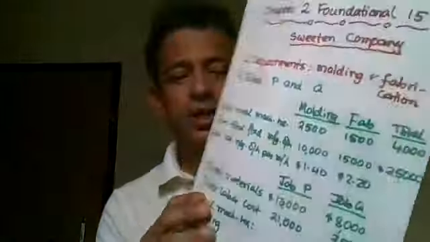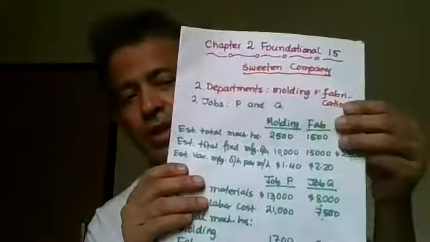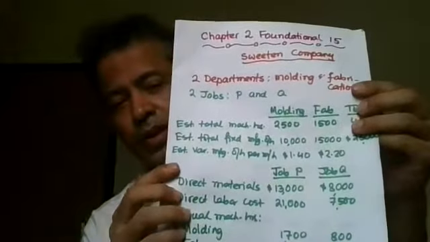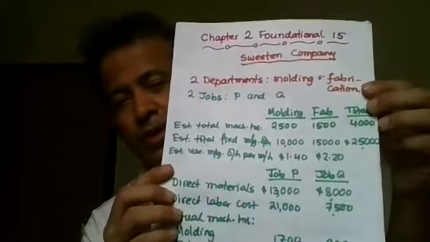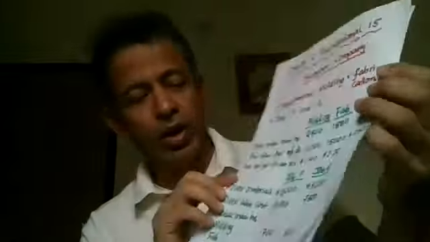The company has two departments, fabrication and molding. Molding is the first one, molding and fabrication. And two jobs during March of a given year. They have done two jobs, P and Q. So this is the estimated total machine hours used for the two jobs in the two departments. So you can see molding, fabrication, and total.